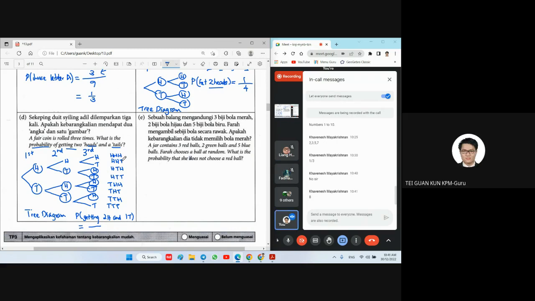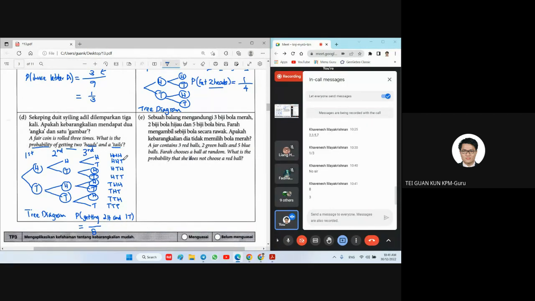So that's 8: 1, 2, 3, 4, 5, 6, 7, 8. Totalnya ada 8 outcomes lah. Okay, berapa outcomes daripada outcomes ni? Berapakah bilangan kali yang kita boleh dapat 2 head and 1 tail?